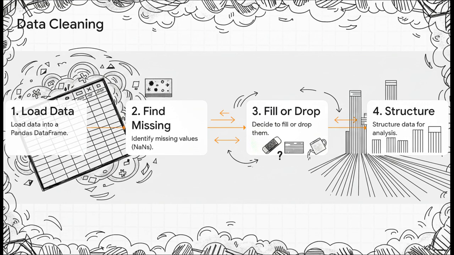It gives us this really clear step-by-step workflow. First, you load your messy data into a special structure called a data frame. Then pandas makes it super easy to find all those missing values. From there, you just decide what to do. Do you fill them in or just get rid of them? In just a few lines of code, you can turn that chaotic mess into something clean and ready for analysis.